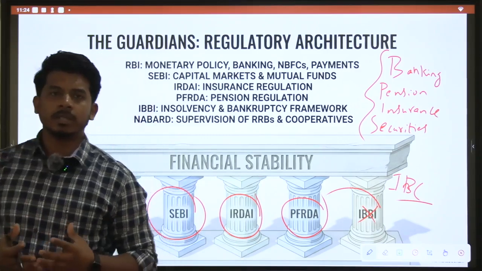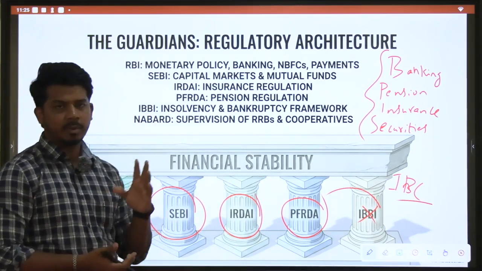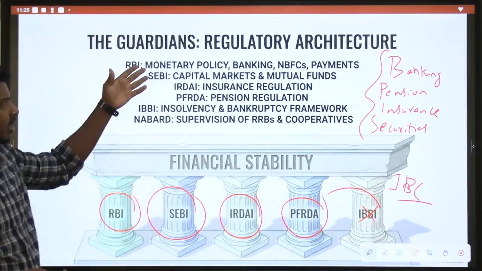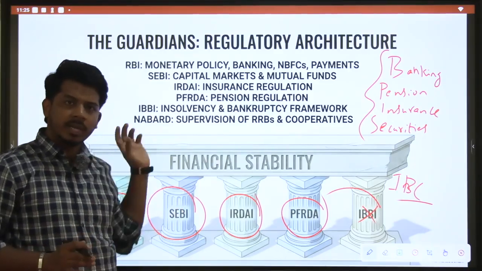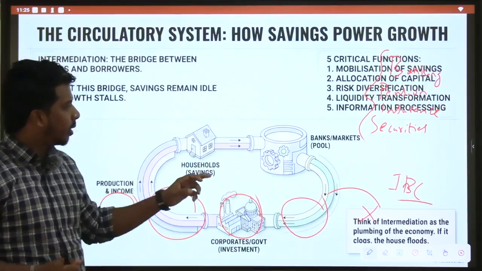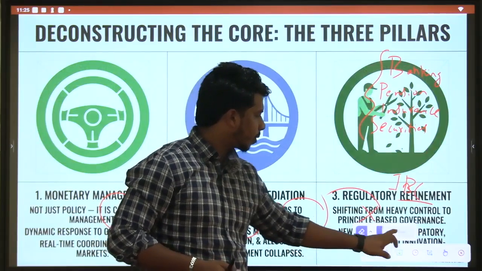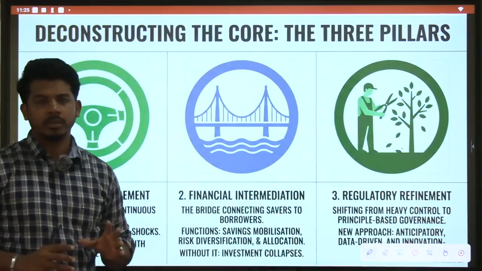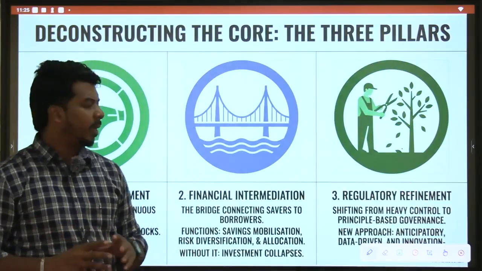So this is the ecosystem of financial intermediation in India. This is the financial system of India. We have various regulators. This is the static part I have told briefly so that you can understand what is coming next. So there is also a discussion on regulatory refinement. All these regulators: RBI, SEBI, PFRDA, etc.